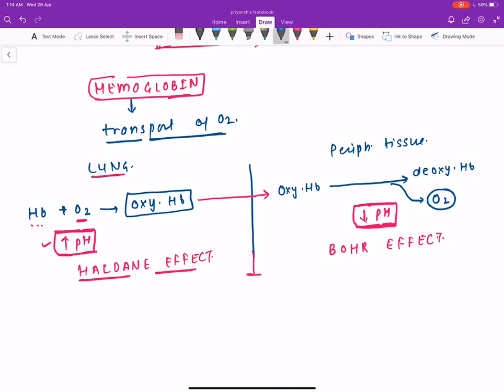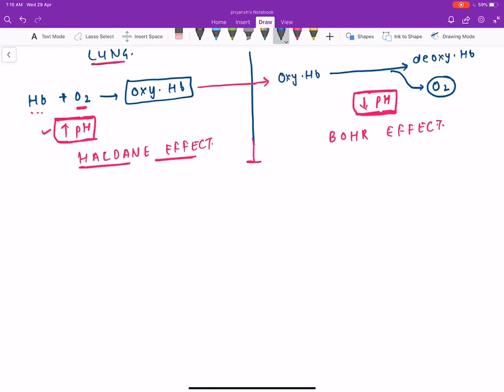The process of loading and unloading also depends on one more molecule that is referred to as 2,3-BPG, or some books say 2,3-DPG. It's the same thing. BPG stands for bisphosphoglycerate, or DPG is diphosphoglycerate.